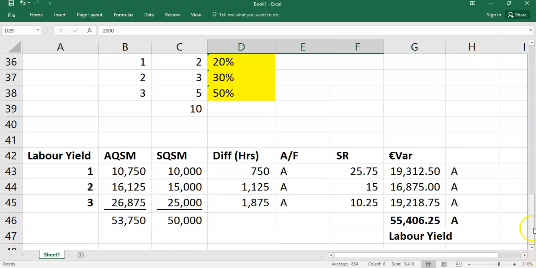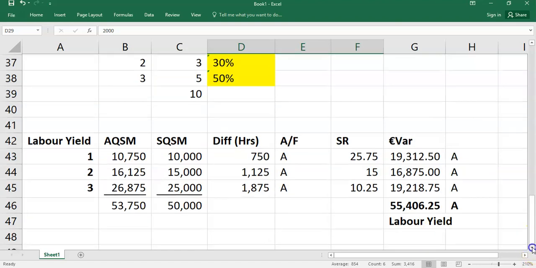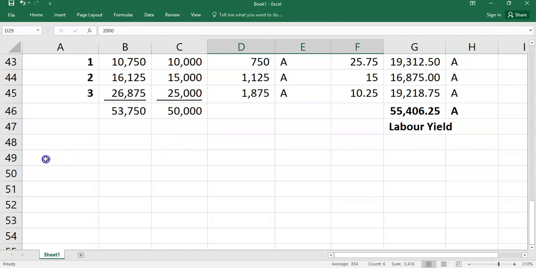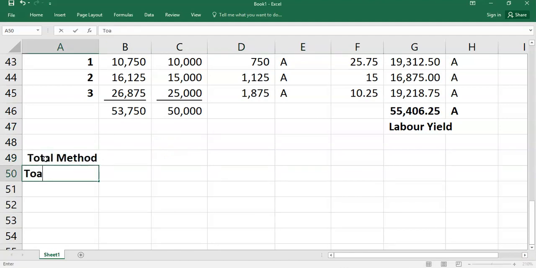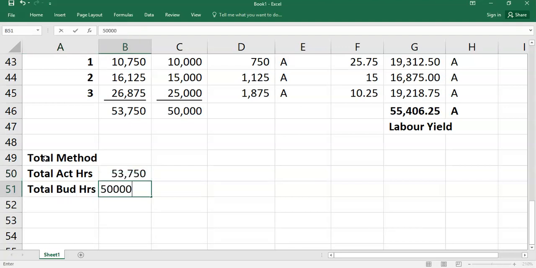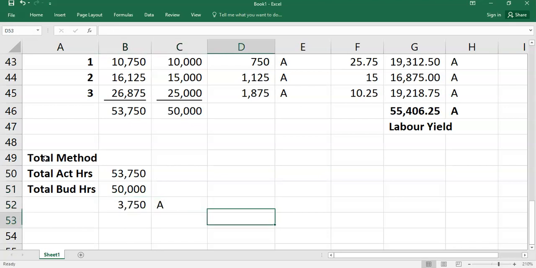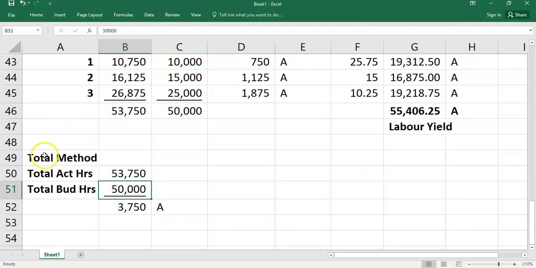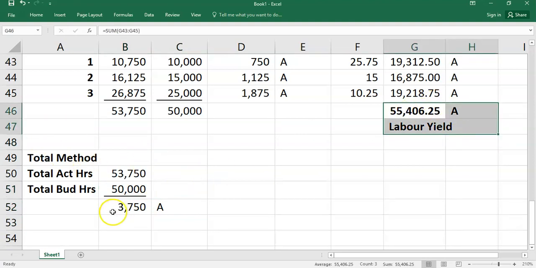So use your tabular approach if you want to, and some students may like that method. There is the total method if you want to use it instead. Total actual hours, total budget hours. The actual hours, 53,750. Total budgeted hours were 50,000. That's 3,750 hours adverse. So if you're just looking at the total method, you don't look at individual grades, but it should still get you the same answer.